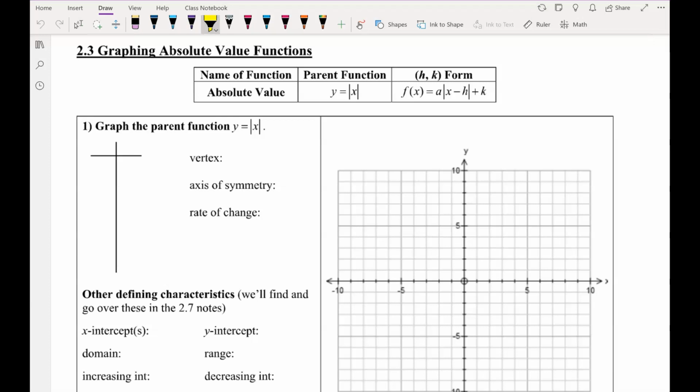We are studying absolute value functions, and this is the parent function right here. The parent function does not have any transformation in it. Actually, not normally, always, doesn't ever. So the parent function doesn't have transformations.